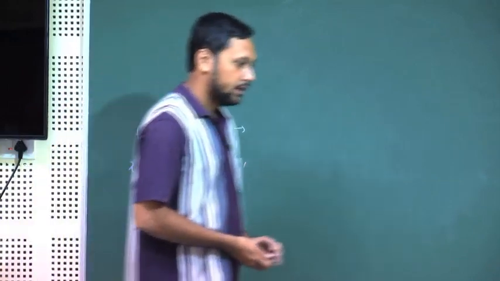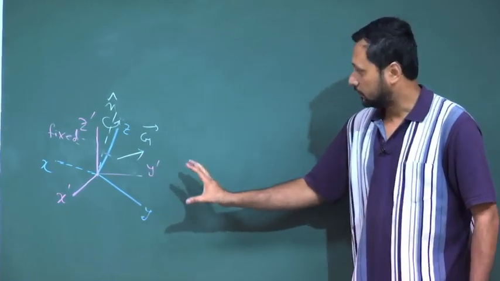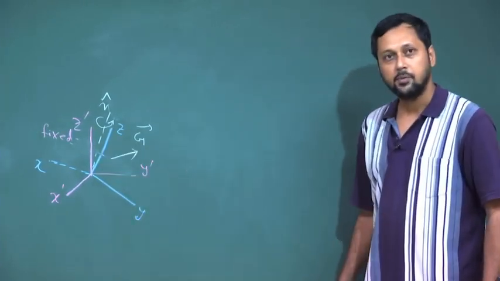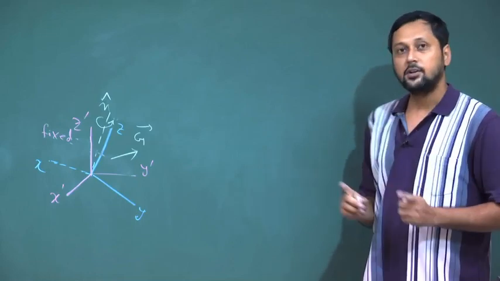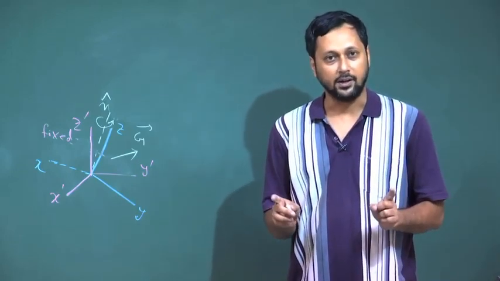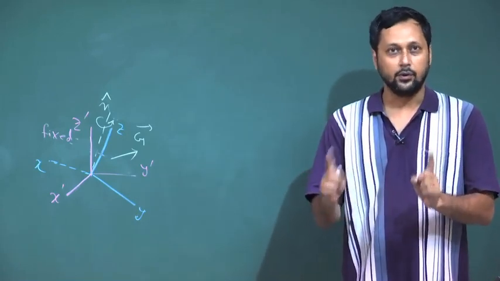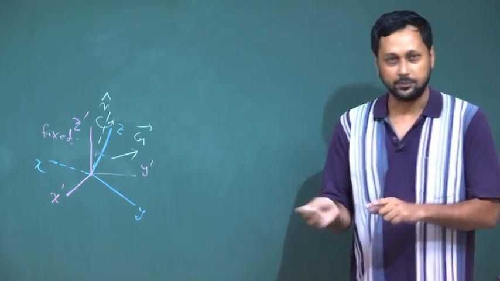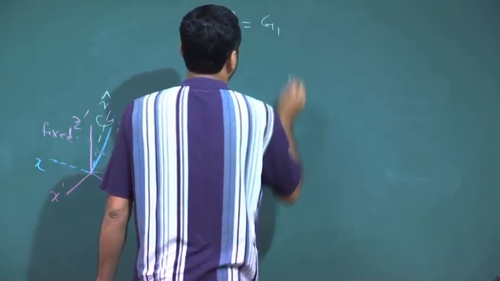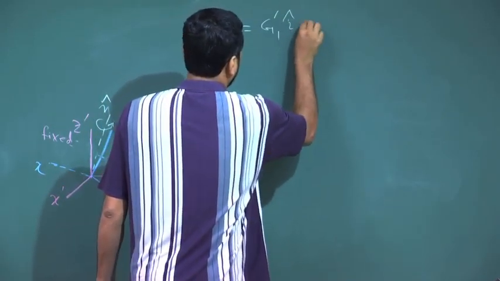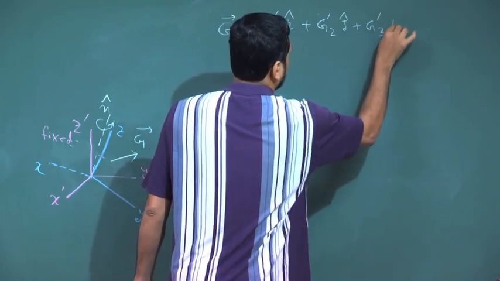Now, this vector will have components in both the frames. So, we can resolve the components of G in the fixed frame, that is the primed frame, or we can resolve the components of G in the rotating frame. Now, please remember, although the frame is rotating, the vector G remains invariant whether we represent it in this frame or the other frame. So, we can write G equal to G1 prime i cap prime plus G2 prime j cap prime plus G3 prime k cap prime.